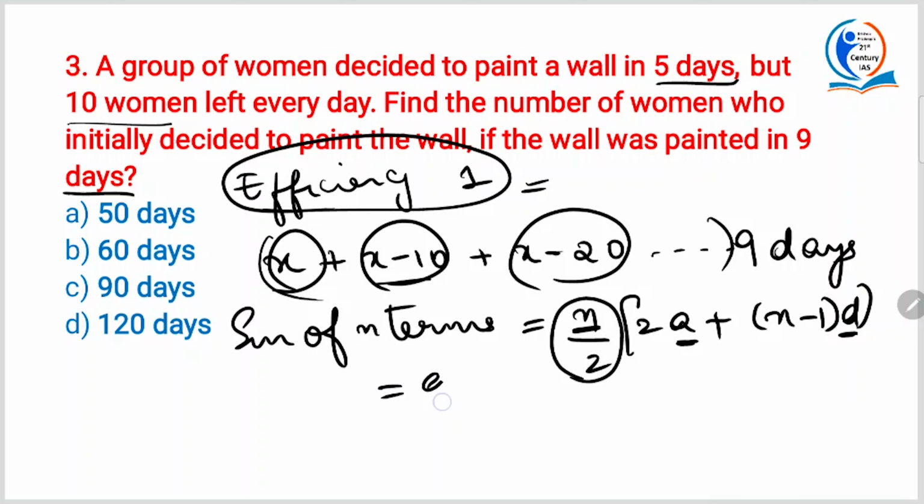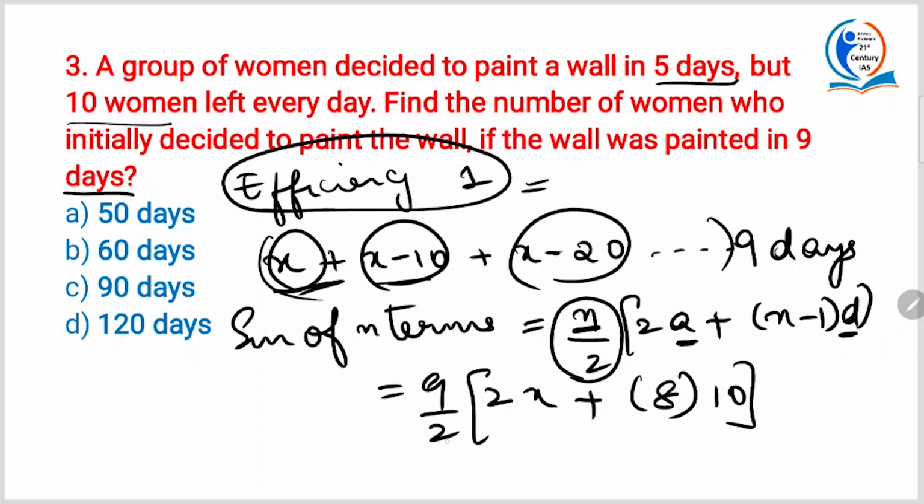Alright, so here it is 9 by 2 into, what is a here? x plus... 9 minus 1 is 8 into, what is the common difference? It's 10, right? So 2... So you will get 9x plus 360. Alright?